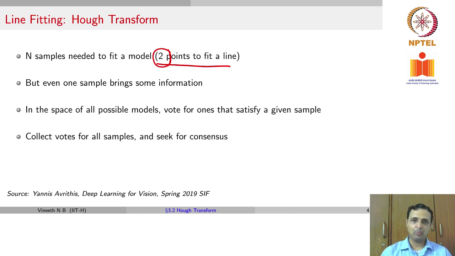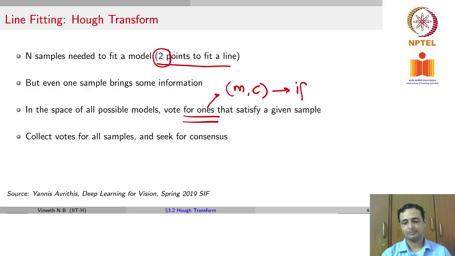So what we can ask every point in your xy space to do is to vote for certain configurations of m and c, in case we're talking about a line. Every point can vote for what configuration of m and c would have resulted in this point being at that particular location. And then you collect votes for all such points and try to seek consensus. Wherever there's the majority vote, you're going to say that that is the equation of the line that I'm looking for. Let's elaborate on this and go through slowly.